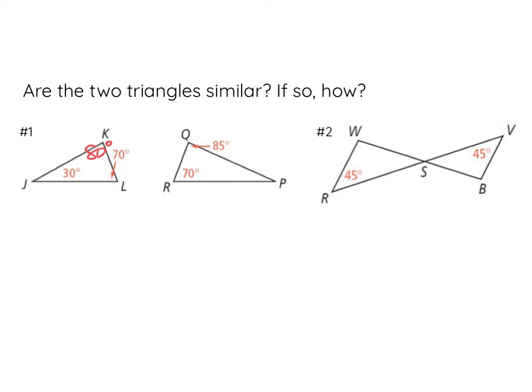Okay, now if I look at QRP, I have a 70 and an 85. So again, let's figure out what's missing. If I add those together, I get 155. Subtract that from 180, and this missing angle is 25. Okay, so now if I'm trying to figure out if these are similar, I see one congruent angle, right? There's a 70-degree angle in both. However, this is 30, this is 25, this one's 80, and this one's 85. So there's only one congruent angle in there, and I need 2. So this one would be not similar.